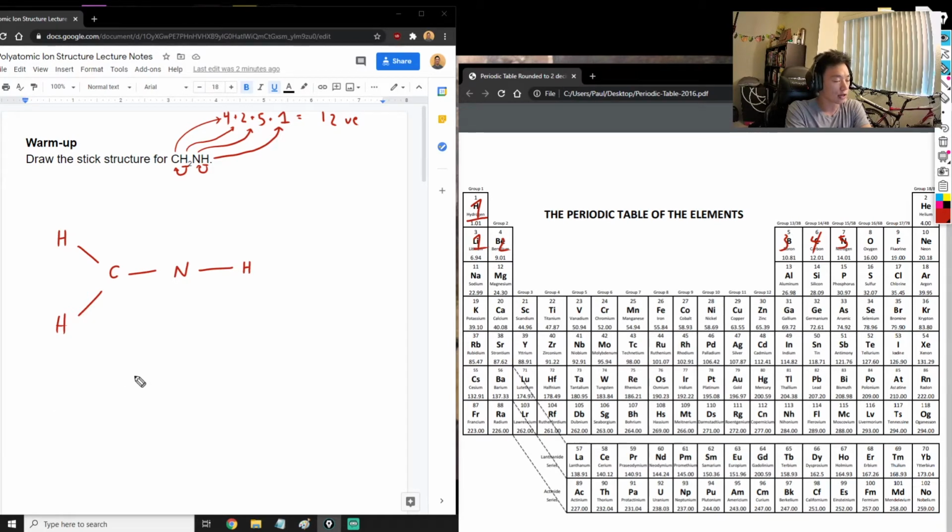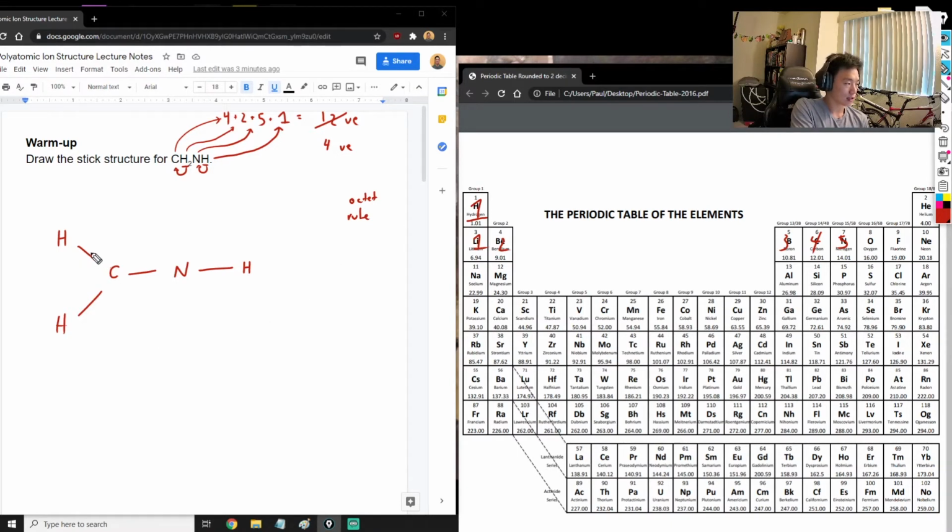Now we have to count how many electrons we use just to connect everything. So here we have 2, 4, 6, 8. That means we used 8 in order to connect everything, so 12 minus 8 is 4. That means we have 4 valence electrons to work with, and we also need to make sure that everything is following the octet rule. Okay, octet rule means that all the atoms need 8.